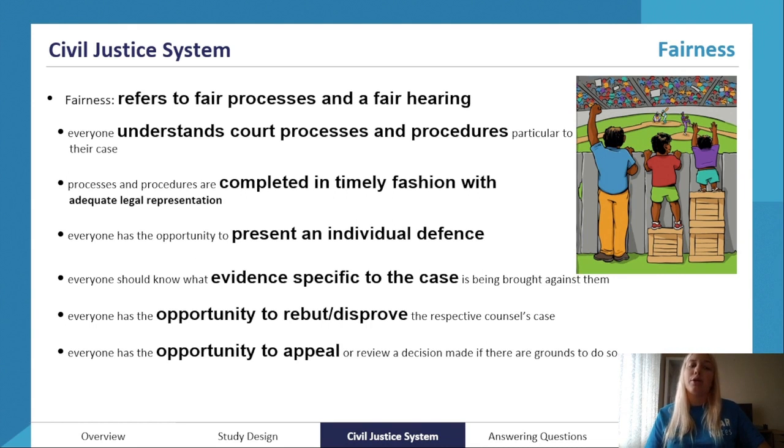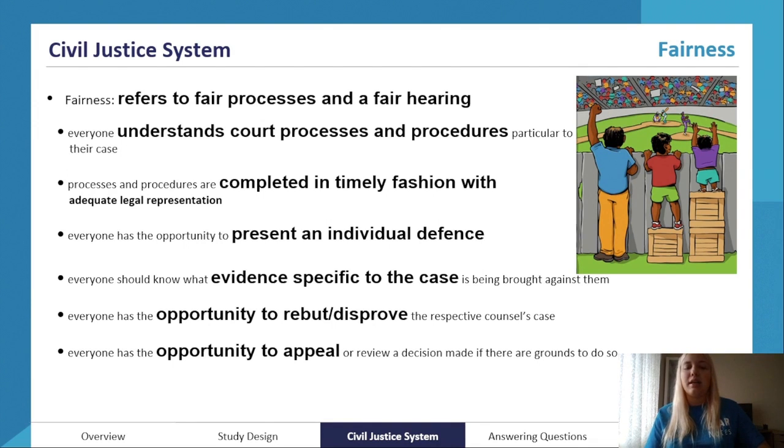Similarly, someone who doesn't have the opportunity to get legal representation should be given a duty lawyer, if it's for a serious type of offending, if we're thinking about the criminal justice system. They should have a duty lawyer appointed to them. Everyone has the opportunity to raise a defense, which applies again to the criminal justice system. Everyone should know what evidence specific to the case is being brought against them.